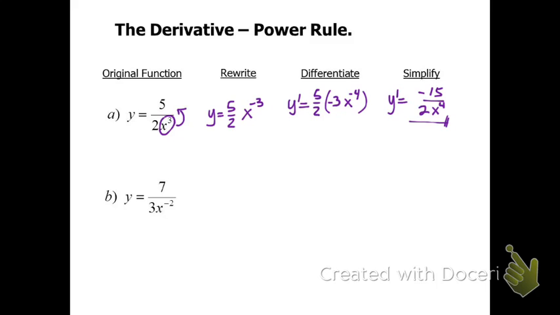Now in the second example, it's pretty much the same. You have to rewrite your function. So it's going to be y equals 7/3 multiplied by x squared. Okay, and again I just changed the sign of the exponent because I'm changing terms in a fraction. So now what about the derivative?